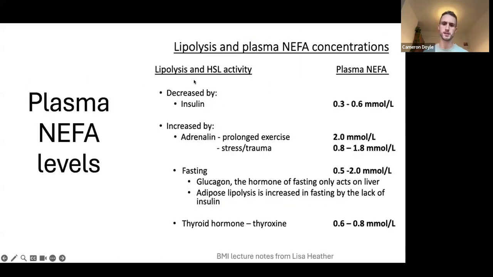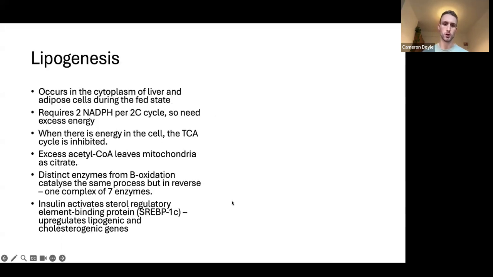This is just something about non-esterified fatty acid levels in different tissues and in the blood, depending on hormone levels. It's essentially just rehashing what we've already said, so I'll skip over that.